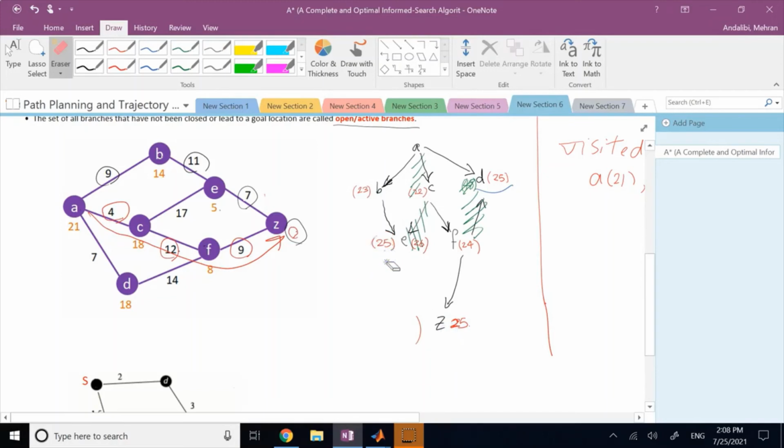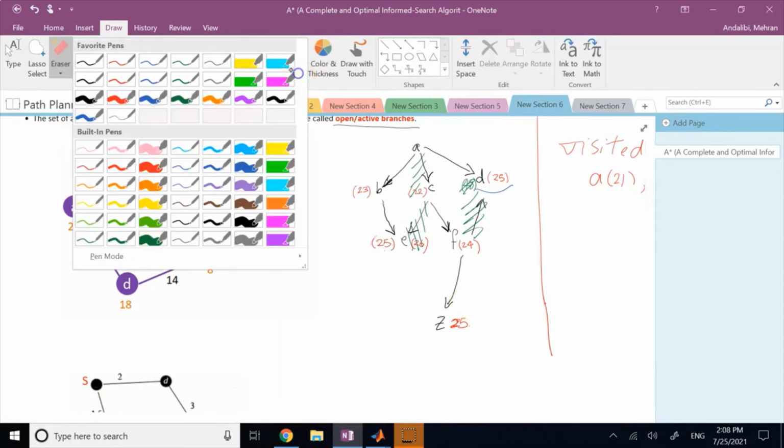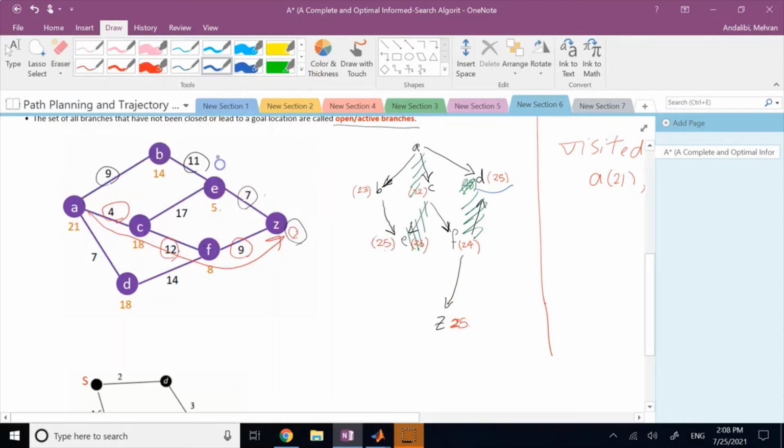And that's it. My best path is to go from A to C, and then to F and Z, and the maximum cost that I need to pay is 25, correct? So this is my best path, optimal path. Okay, that's how you solve this A star.